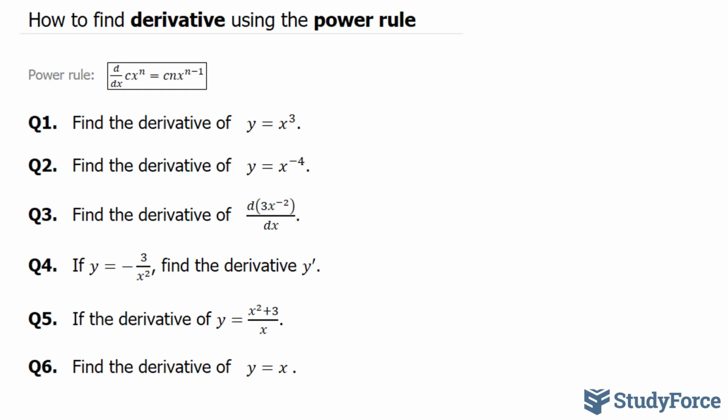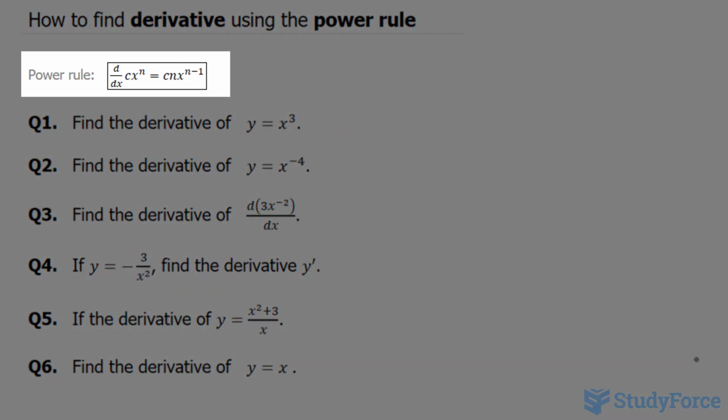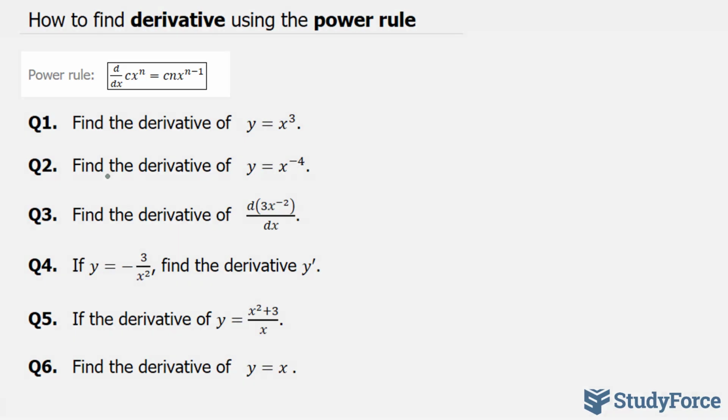In this lesson, I'll show you 6 examples on how to find the derivative using the power rule. The power rule states that if you have a base, let's say the base is x, raised to a power, let's say n, to find the derivative of x to the power of n, you subtract the exponent by 1 and you multiply the whole term by the value of n.